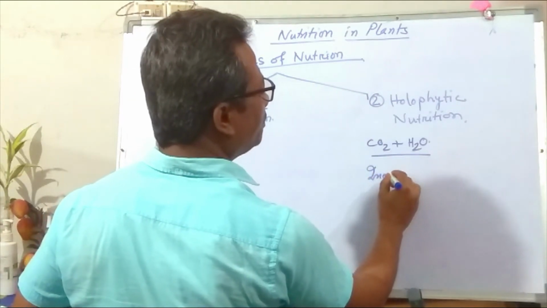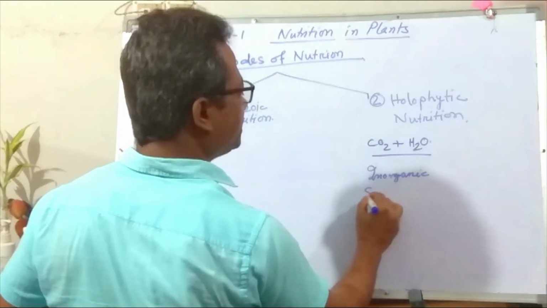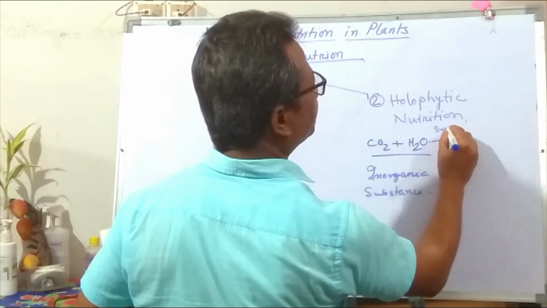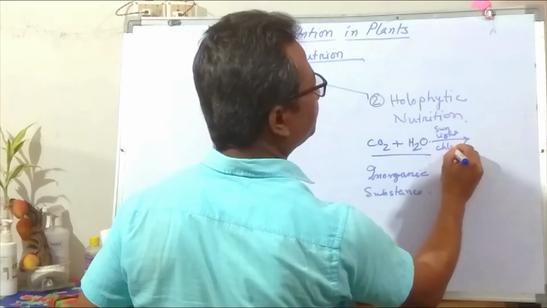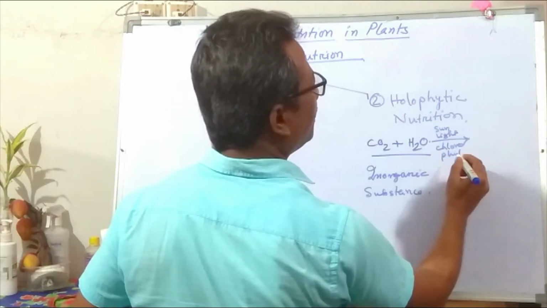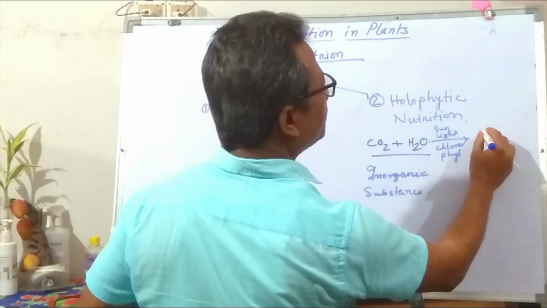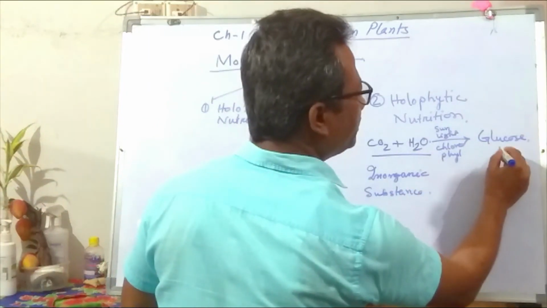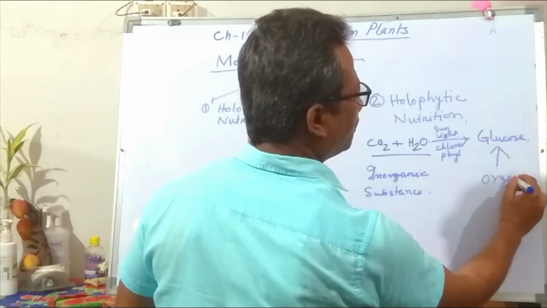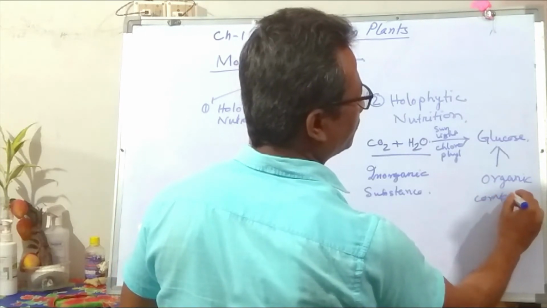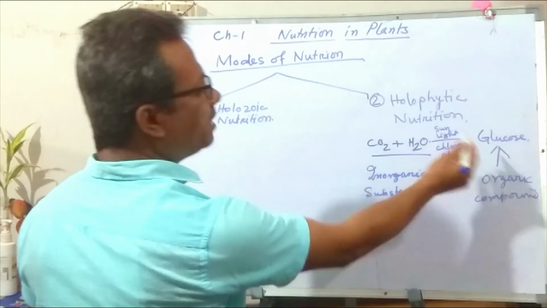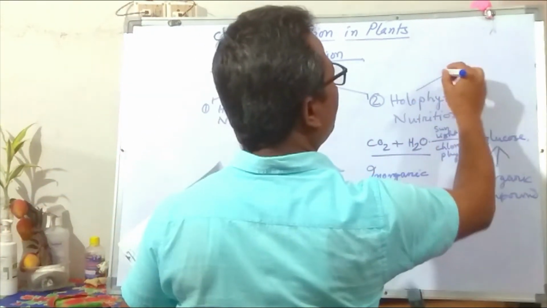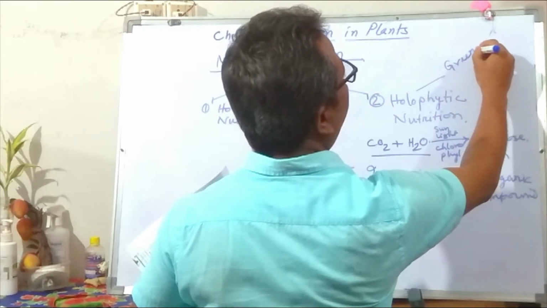These are inorganic substances. From these inorganic substances, with the help of sunlight and chlorophyll, the plants prepare their food called glucose, which is an organic compound. From inorganic compounds, the plants, with the help of sunlight and chlorophyll, prepare an organic compound whose name is glucose. Holophytic nutrition takes place in green plants.